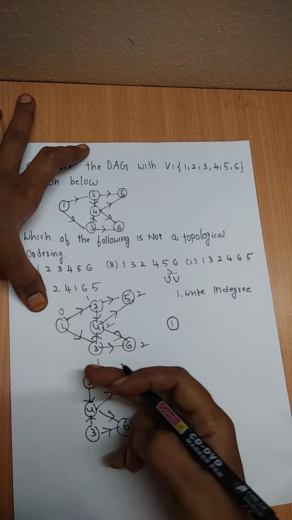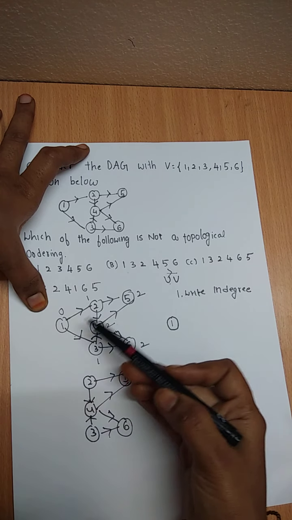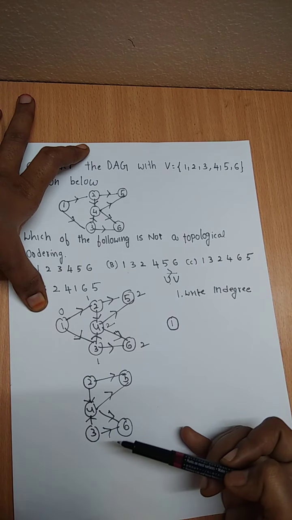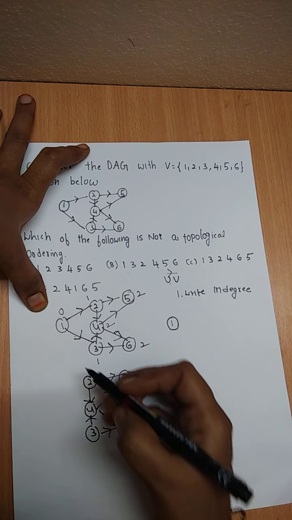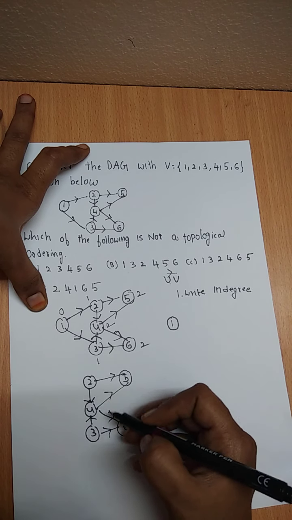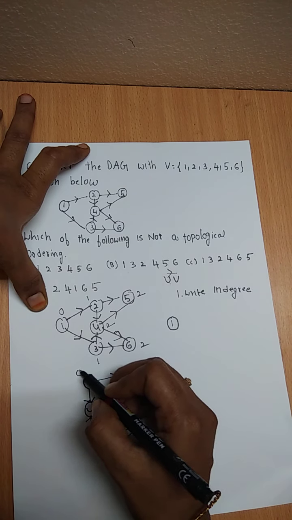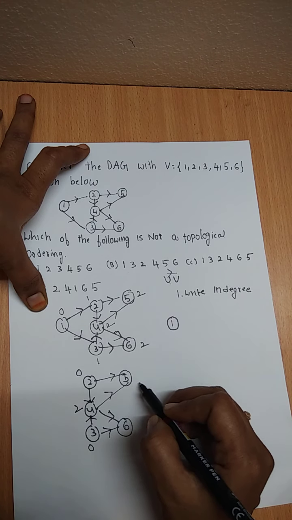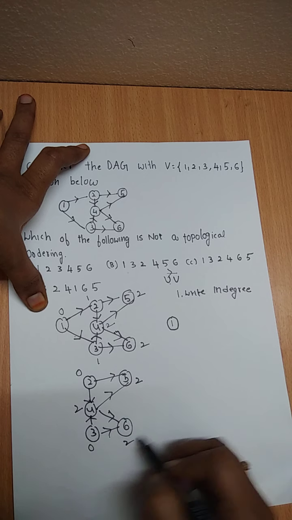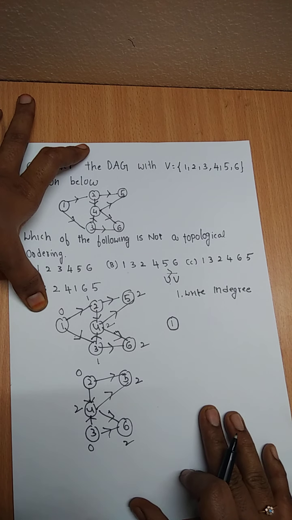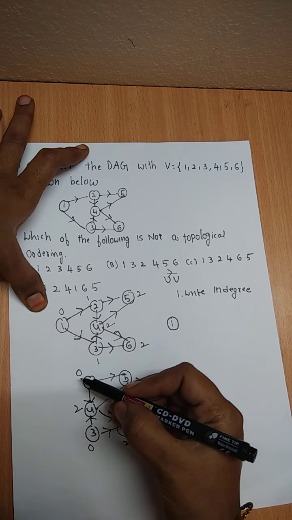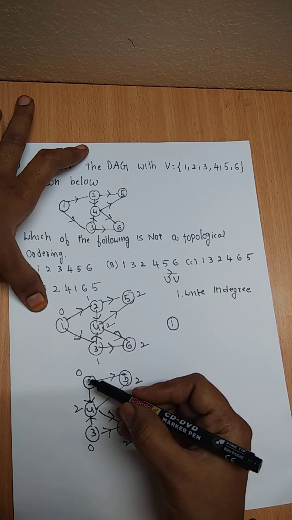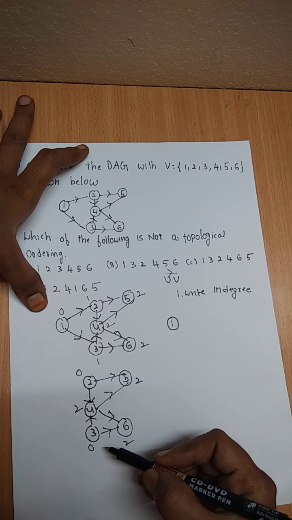Okay. After removing the vertex 1 and its corresponding edges, the remaining graph is this. Again write the in degrees. For the node 2, the in degree is 0, and the node 3 also in degree is 0, for the node 4 in degree 2, for the node 5 in degree 2, node 6 in degree 2. Now, what is the vertex that has the lowest in degree? There are two possibilities. 2 has the lowest in degree and 3 has the lowest in degree.